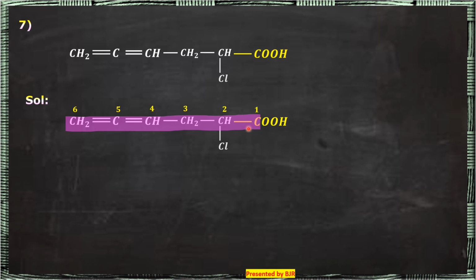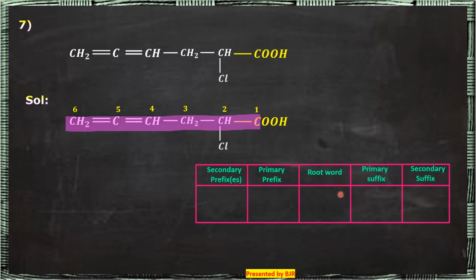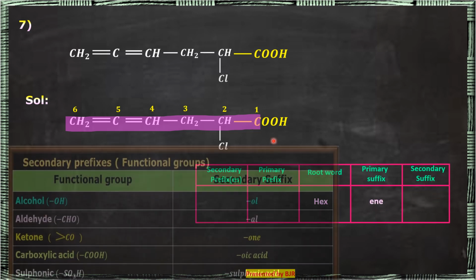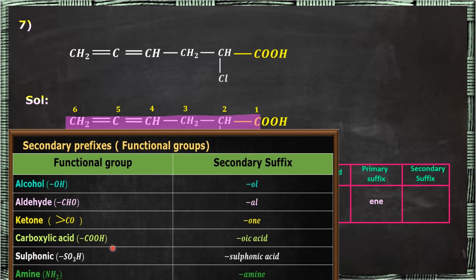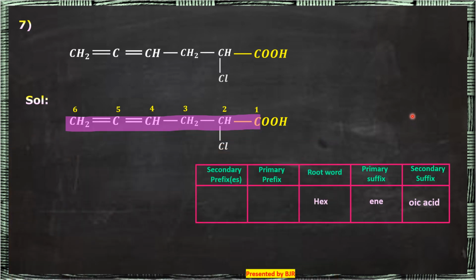There are 2 double bonds. The root word is hex, the primary suffix is ene, and the secondary suffix for carboxylic acids is oic acid. The secondary prefix is chlorine. Okay. So 2-chlorohexa. When more than one of the same type of multiple bonds are present, then 'a' should be added to the root word, hexa. Otherwise, alkadiene. Okay.